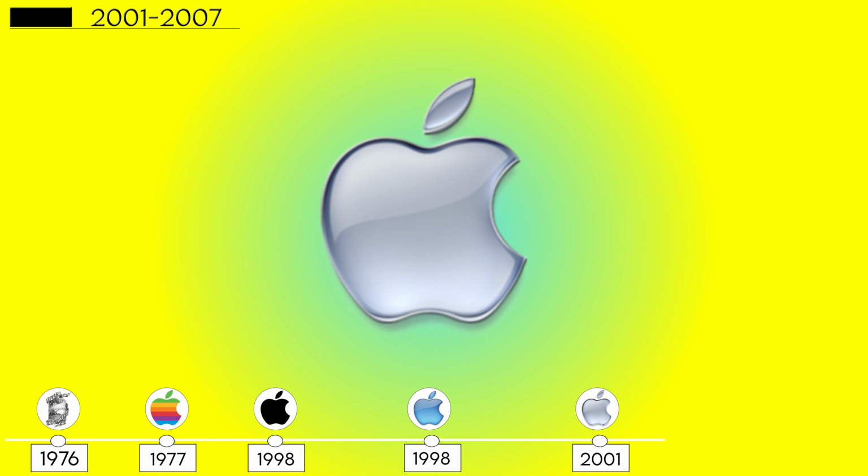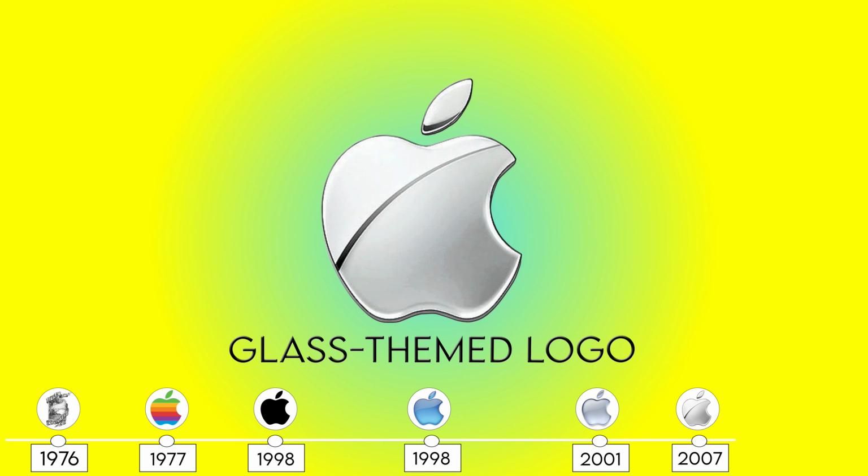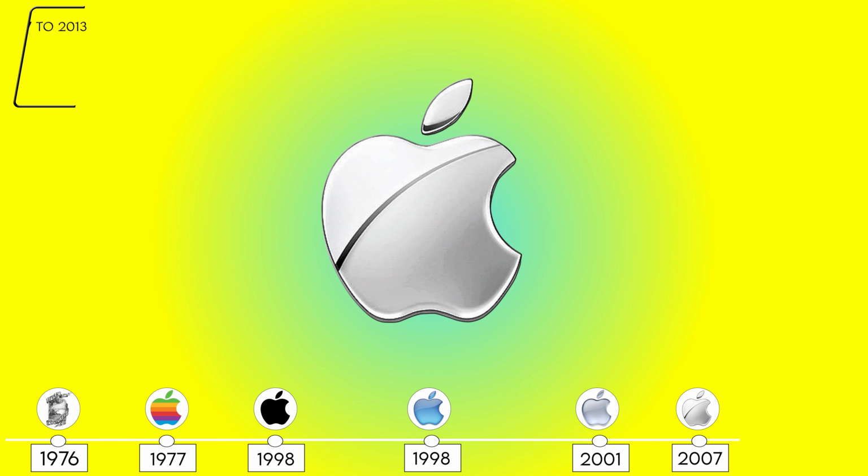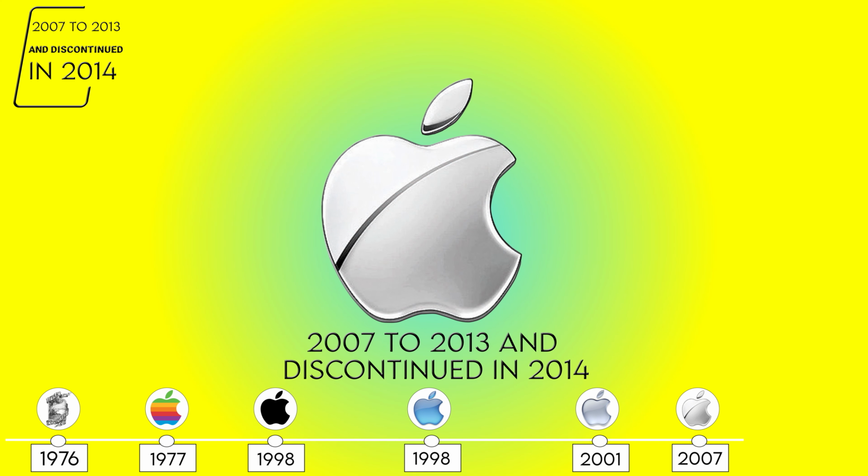In January 2007, Apple shifted its branding and simplified it from Apple Computer Incorporated to Apple Incorporated. The design of the Aqua logo changed to match the iPhone's aluminum enclosure. It was used from the year 2007 to 2013 and discontinued in 2014.